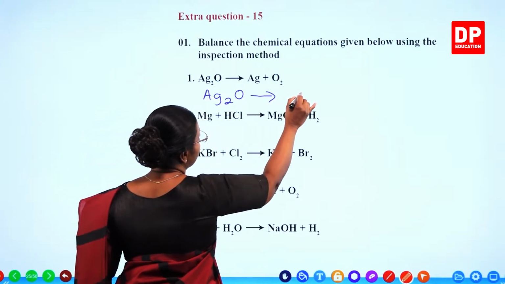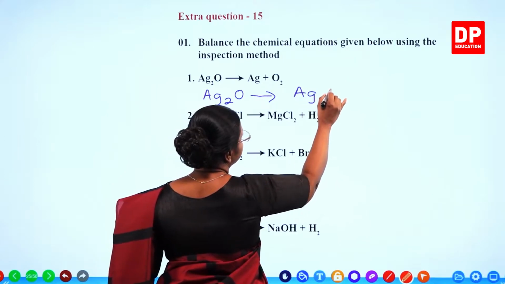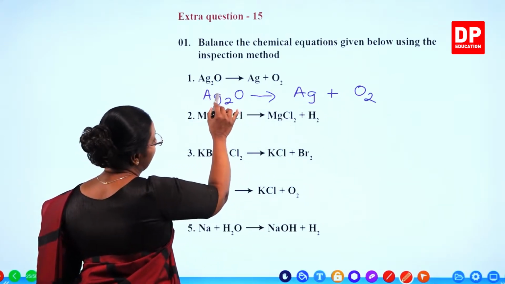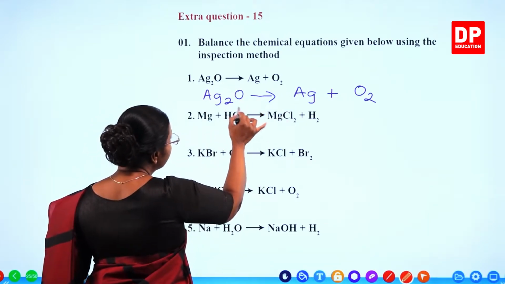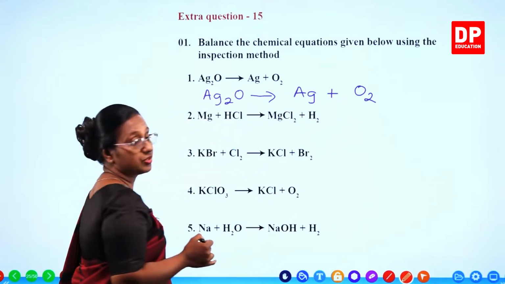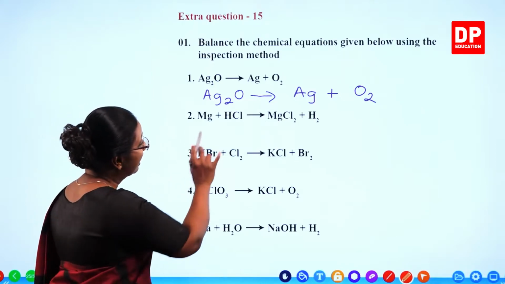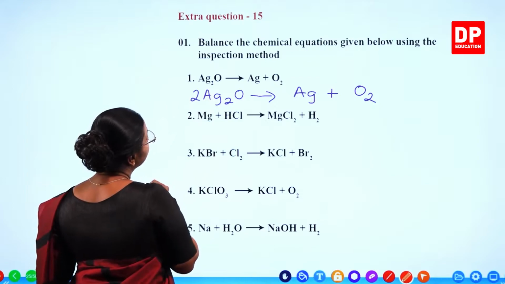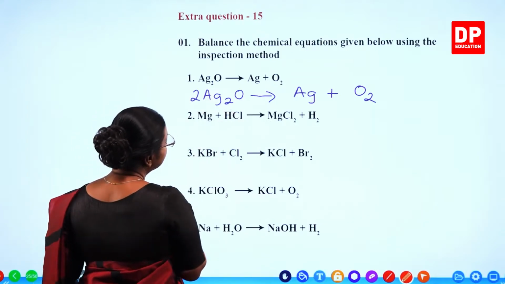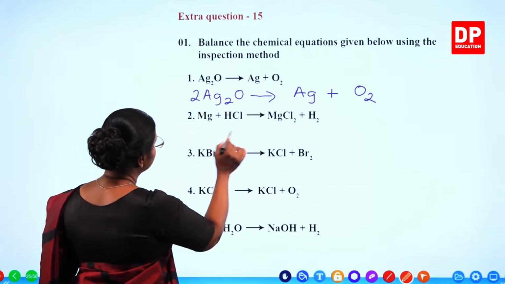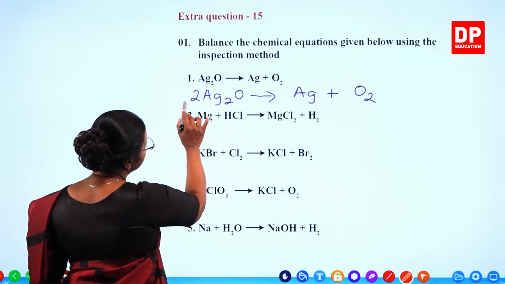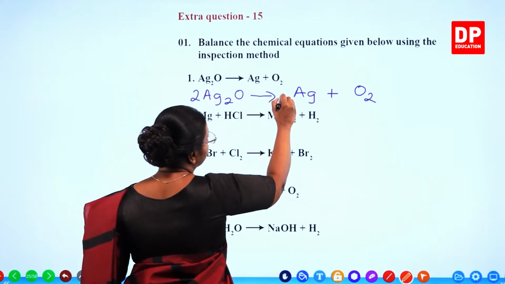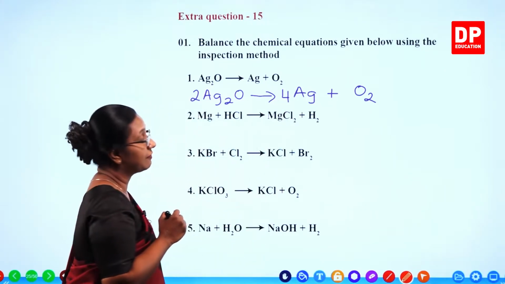Ag2O gives rise to silver and O2. Here you can see two silver atoms, one silver atom, one oxygen atom, two oxygen atoms. So we will balance oxygen first. So here I will put 2 so that to balance the oxygen atom. That's balanced. But now silver, there are 2 into 2, 4 silver atoms. So we need to put a coefficient 4 in front of silver.